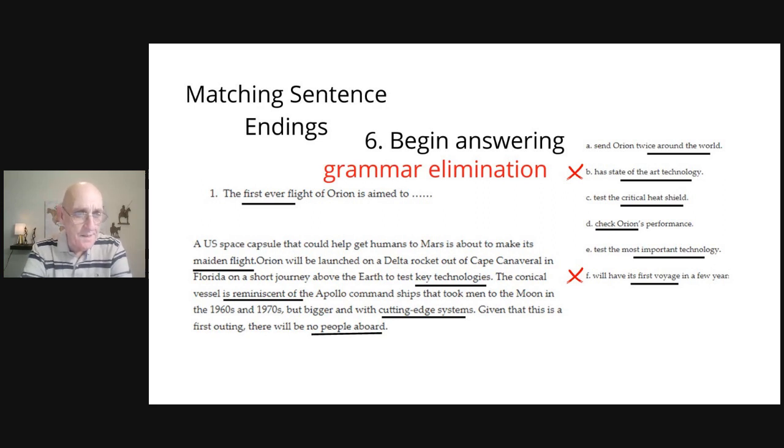So if I start my sentence off by saying the first ever flight of Orion is aimed to, we know that we're going to follow "to" probably with the right verb. And so if we quickly go through our options, we know that A is a possibility because it would be grammatically correct, but we can eliminate B. C is a possibility, D is a possibility. They all fit in as grammatically correct, and so does E. But F does not fit.